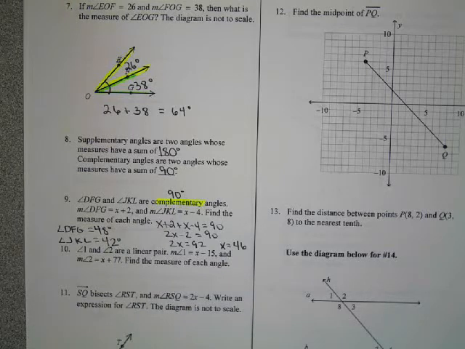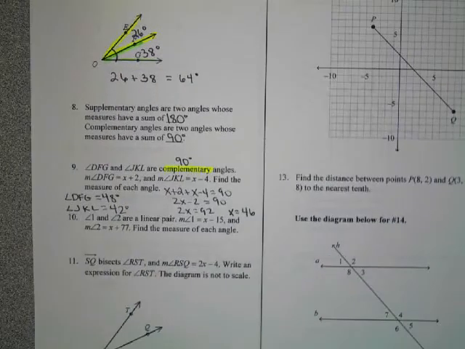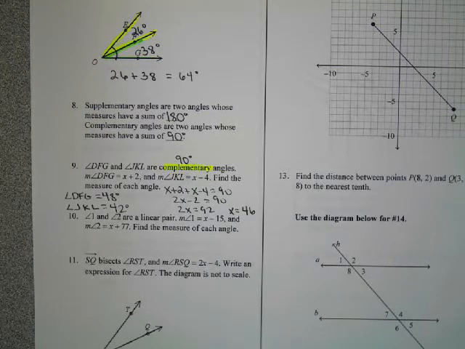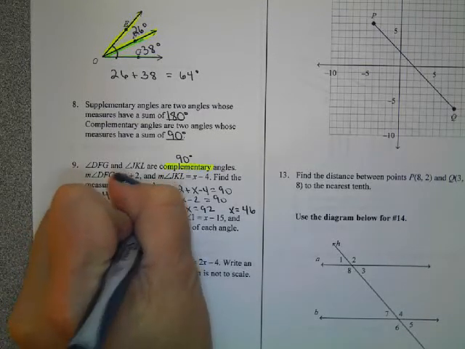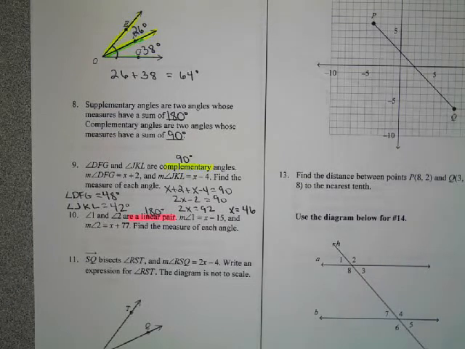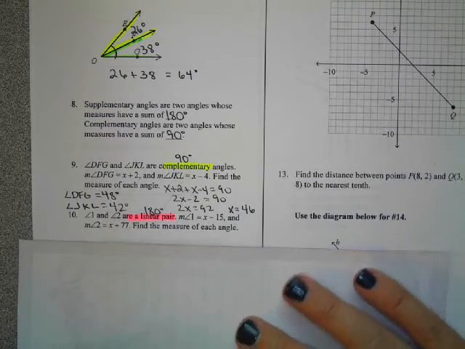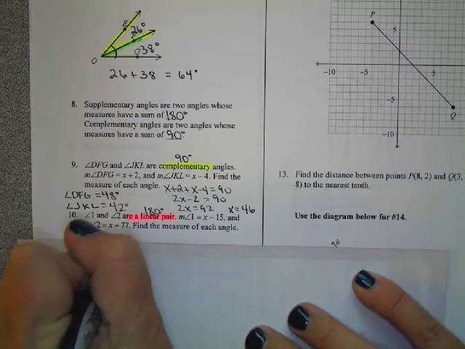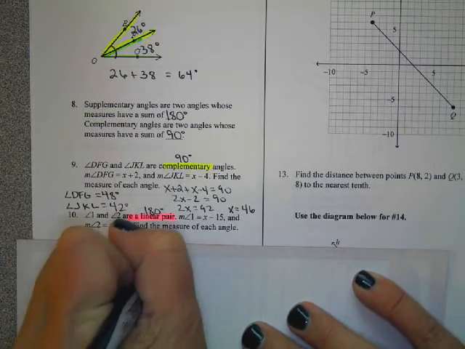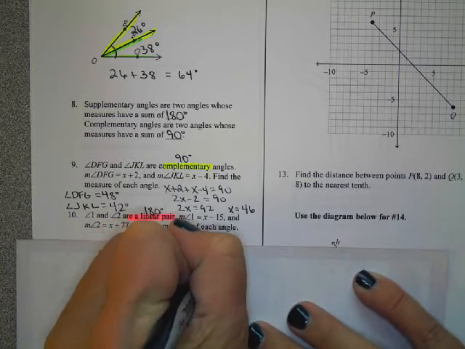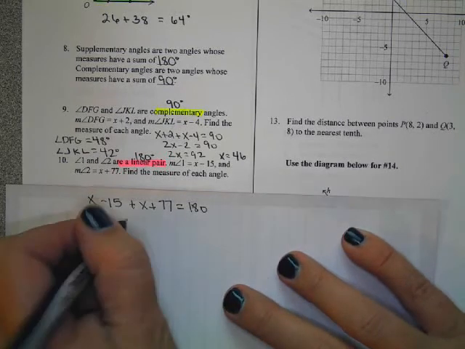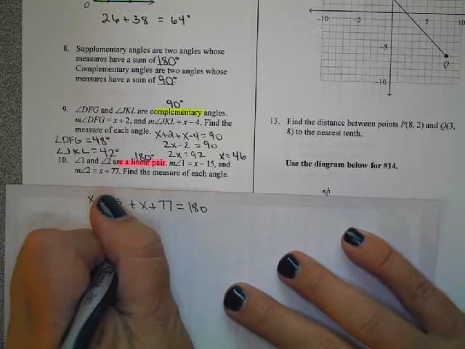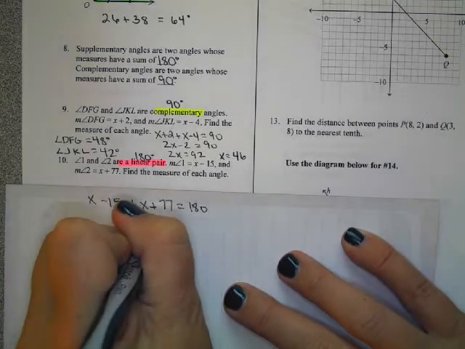And finally, question 10. Linear pairs. Remember, linear pairs are supplementary. So linear pairs equal 180 degrees. So x minus 15 plus x plus 77 equals 180. Combine like terms. 2x plus 62 equals 180.